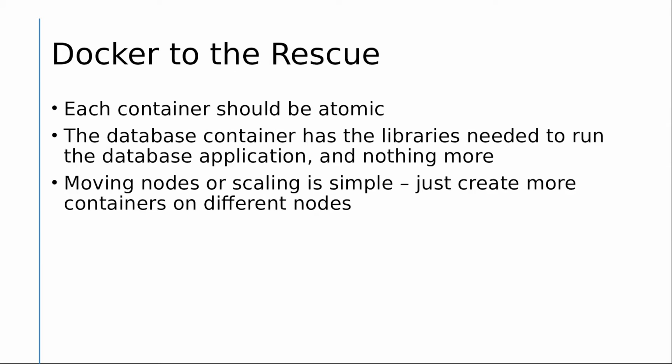Docker to the rescue. Each container is supposed to be atomic. That means that the database container has the libraries needed to run the database application and nothing else. Since everything is so well contained and modular, moving nodes around and scaling, adding additional copies of the same node, is extremely simple. It's just a matter of configuring things in text files usually.